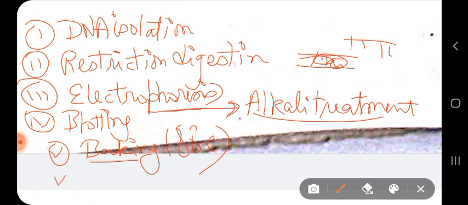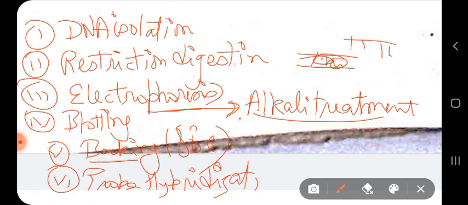And then after baking, we undergo hybridization, or you can say probe hybridization. In probe hybridization we use specific DNA probes that are tagged with a suitable radioisotope for easy detection. That probe will bind to its complementary target DNA, and in the last step, through autoradiography we are able to visualize it. So this was all about the Southern hybridization technique.